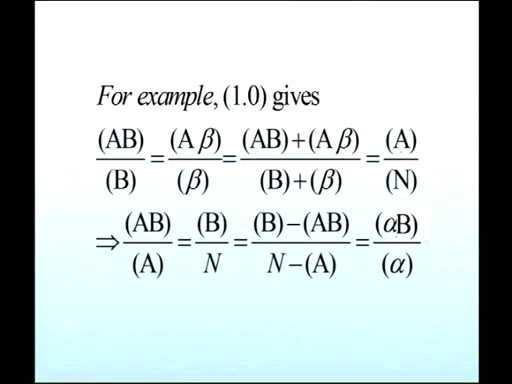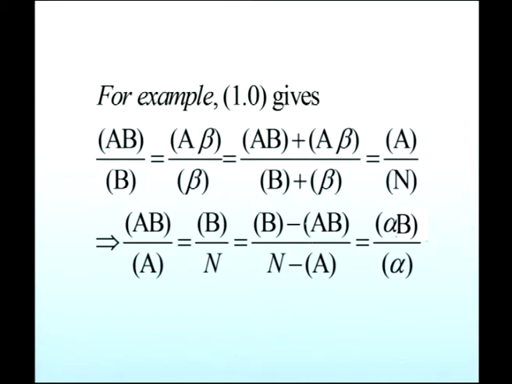AB plus A beta gives you the total number A, and B plus beta gives you the total number of members in the population, therefore A by N. Similarly, AB by A is equal to B by N. We have started with AB by B is equal to, we got A by N. Similarly, if you have AB by A, you will have B by N. Then subtracting the proportions, B minus AB is divided by N minus A. This kind of proportion addition and subtraction is possible according to the law of proportions.